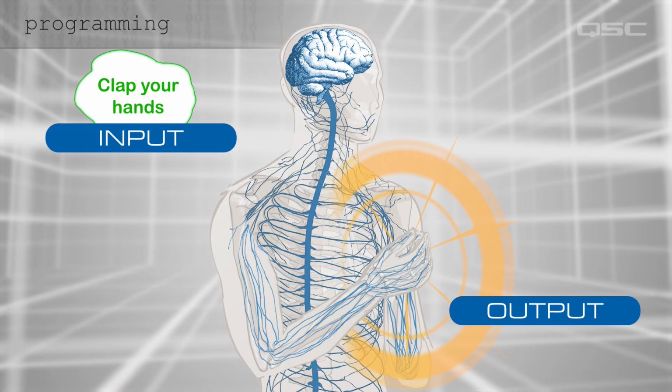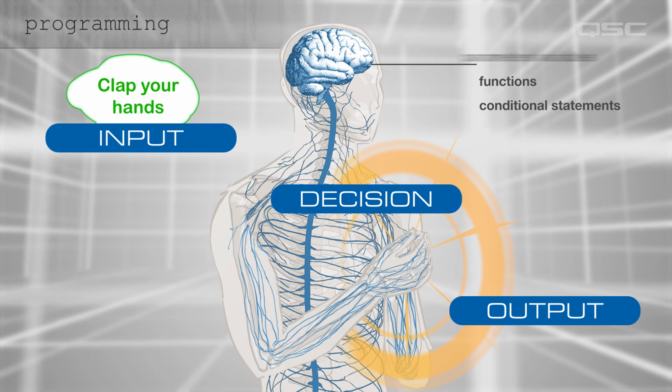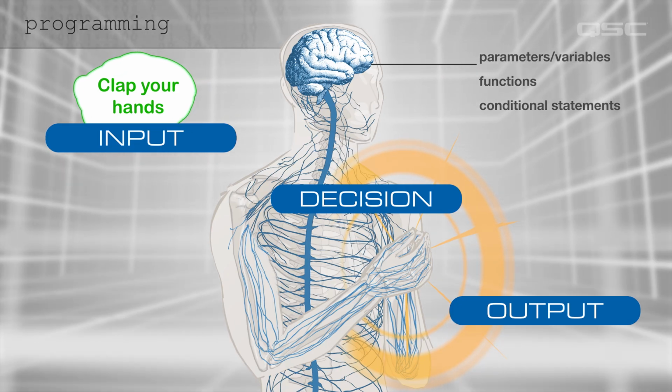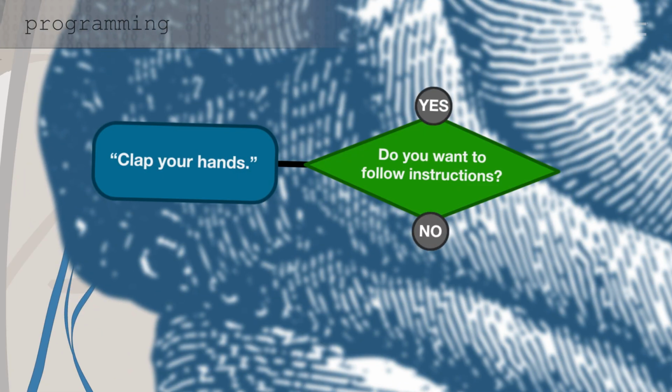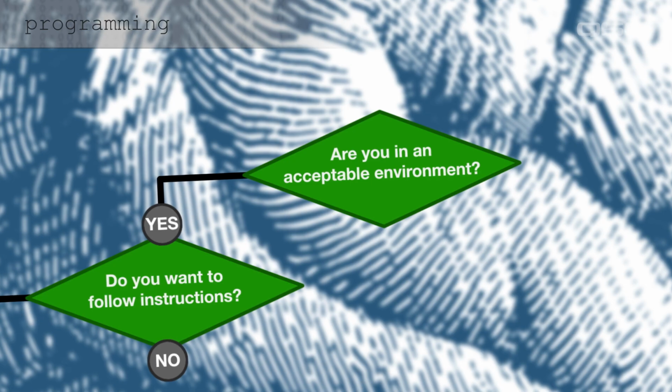In between, the decision-making process is full of conditional statements, functions, and references to external parameters which you may have not even been aware of. For instance, do you want to follow the instructions or not? Are you in an environment in which it would be acceptable to suddenly clap your hands or not?